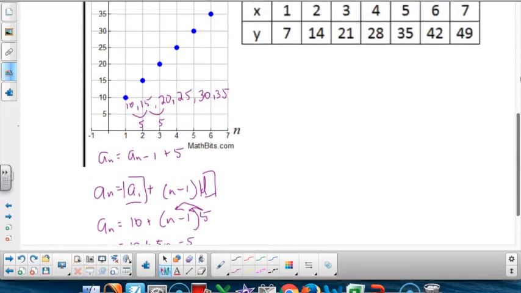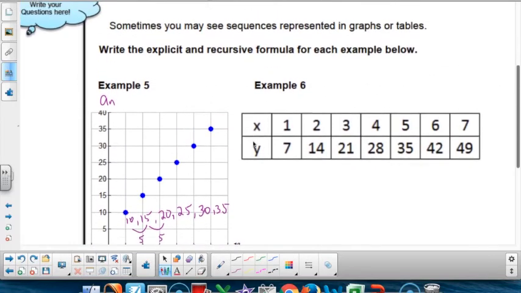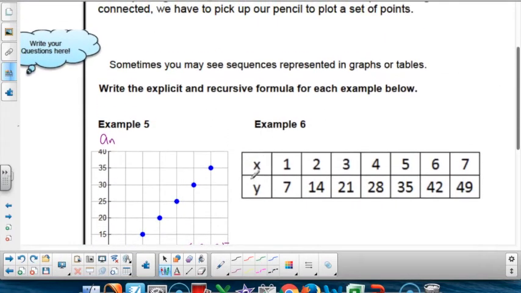All right, so let's look at it in a table. They didn't use a's and n's in this, but still we know that our input is an n. Our output is an a sub n. So this is term number 1, term number 2, term number 3, and so on. And term number 1 has a value of 7, term number 2 has a value of 14, and so on. So this would be a sub 1, a sub 2, a sub 3.